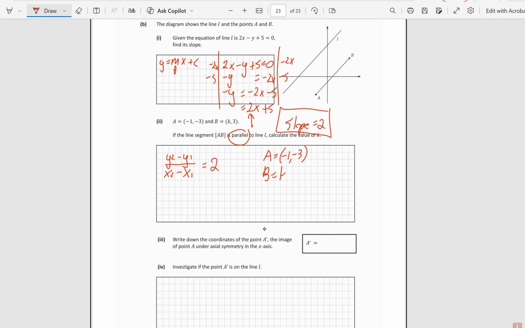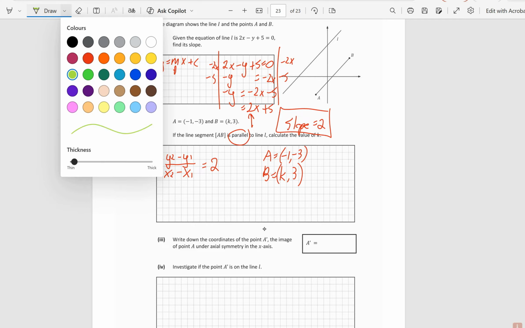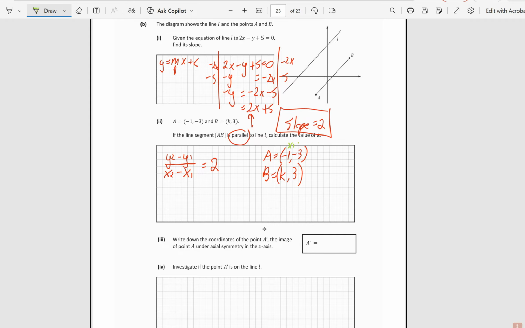B equals k, so I don't know the number yet. I'm going to find it. Right, fill in what label our points: x1, y1, x2, y2. Start filling them in now.